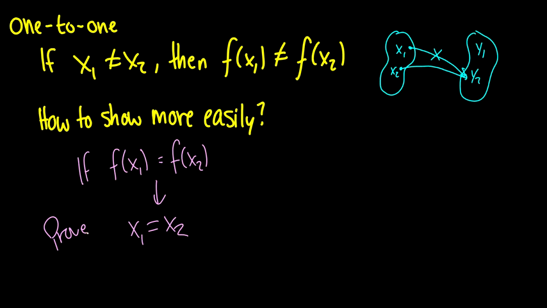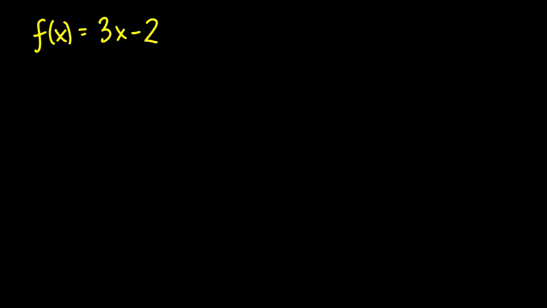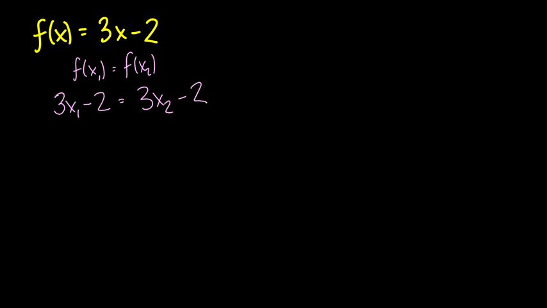So let's do an example of that. Let's take f of x is equal to 3x minus 2. We say f of x1 is equal to f of x2, which means that 3x1 minus 2 is going to equal 3x2 minus 2. We can bring the 2 over to the right side, so we get 3x1 is equal to 3x2, and then we can divide by 3, and we find that x1 is equal to x2.